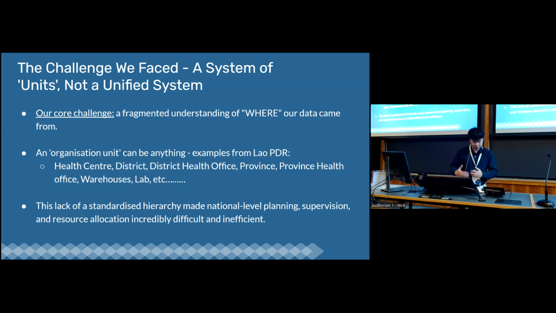We couldn't accurately compare performance, allocate resources effectively, or even get a clear picture of our national capacity. We don't know how much capacity our health centers have. For example, some health centers have the same volume as district hospitals, but we don't know that. Hence, this lack of a standardized hierarchy makes national level planning and supervision incredibly difficult and very inefficient. Sometimes it feels even random.